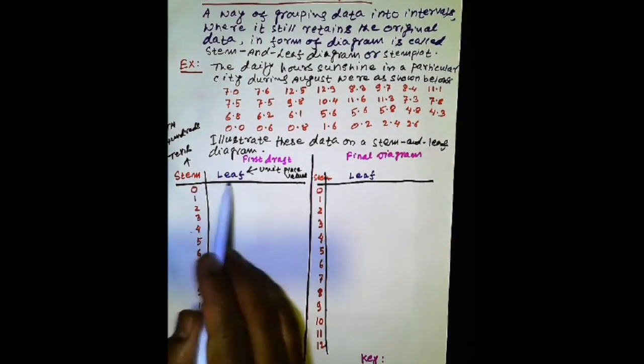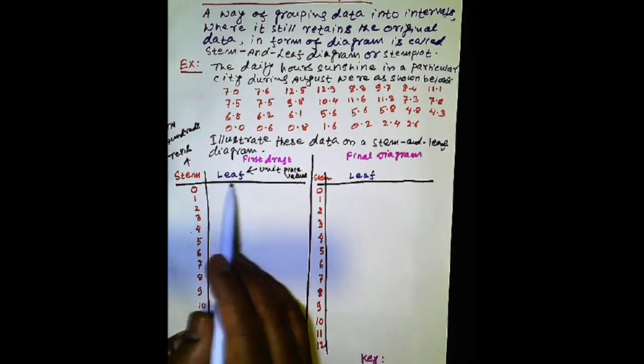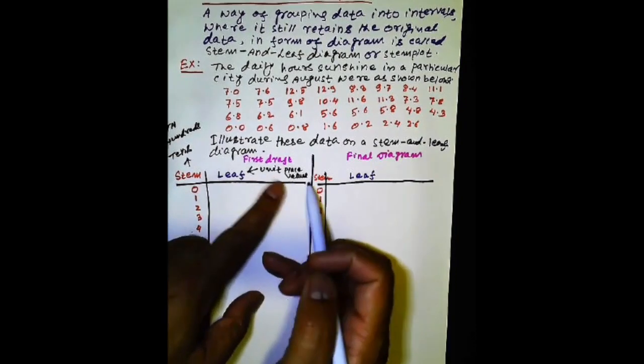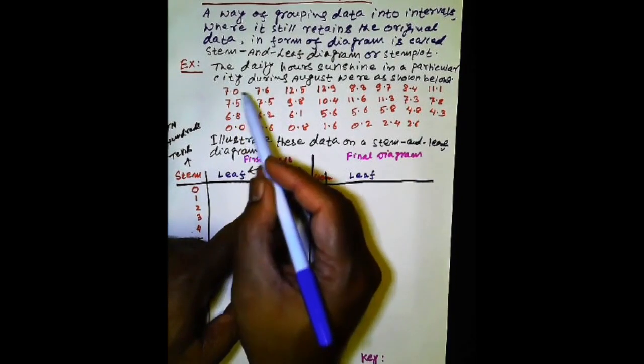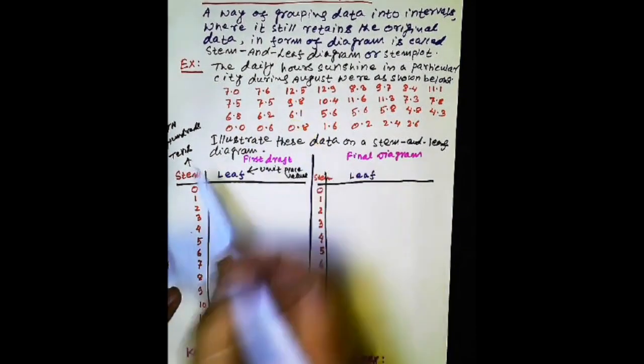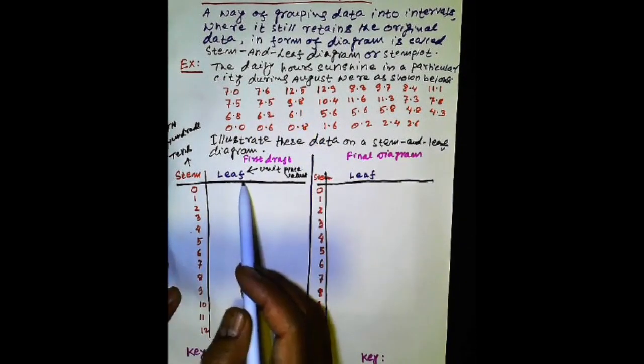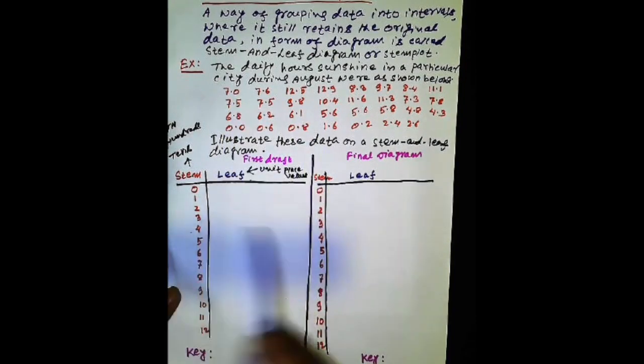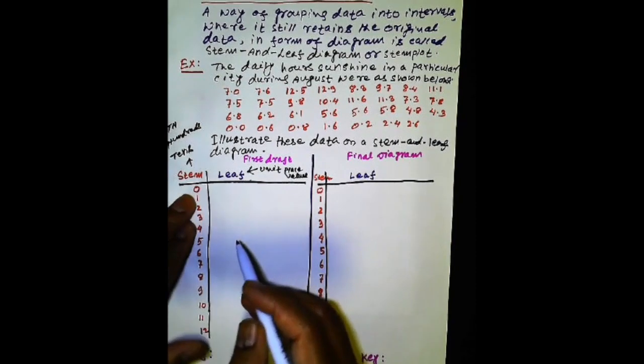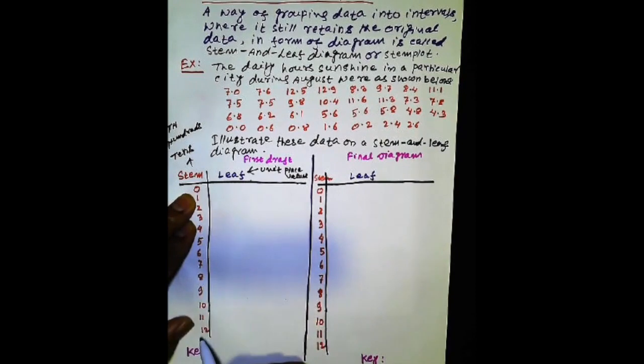The other side, that is the right side of the stem, is called the leaf. The leaf includes the unit place values in each number here. The combination of stem and leaf for each number, when formed in this way, is called the stem and leaf diagram. This is a kind of grouping of the data, and once you group the data, it takes the form of a diagram.